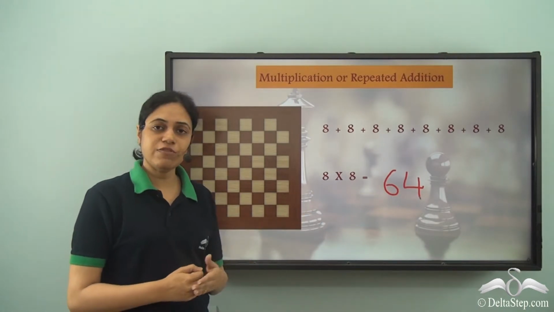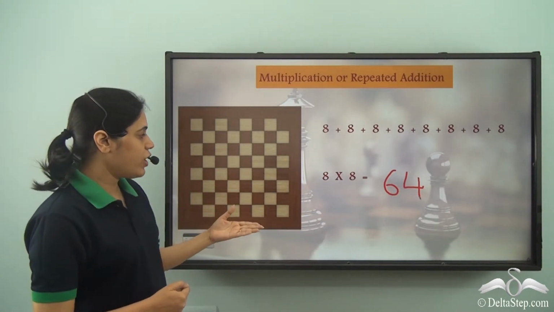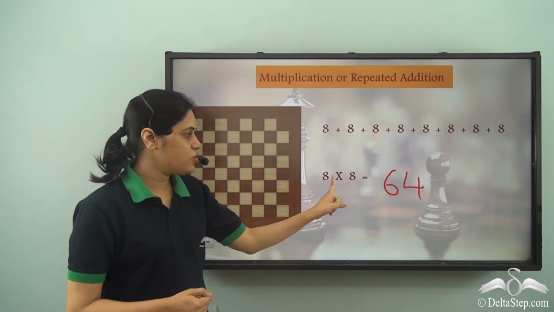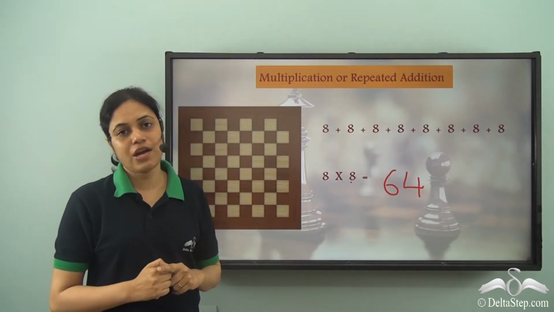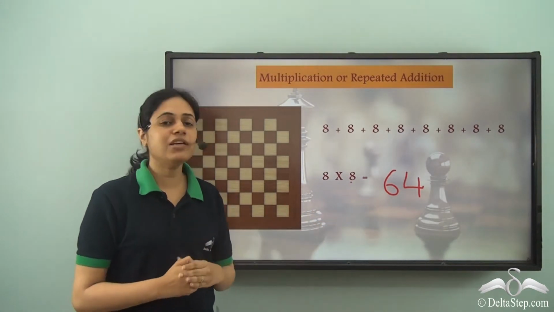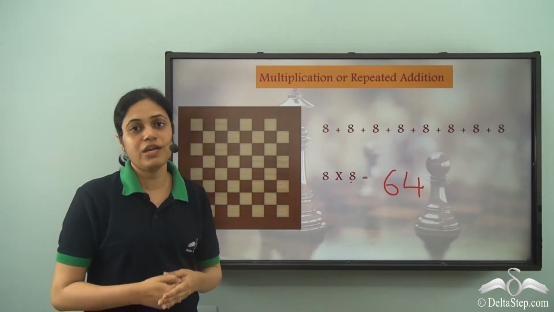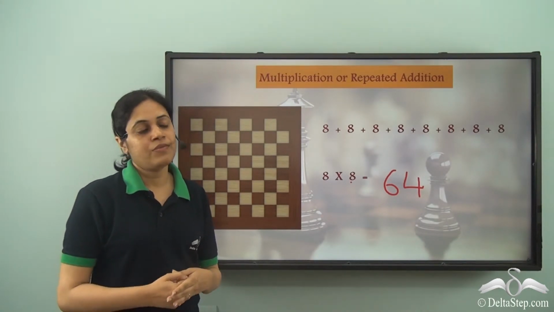8 into 8, 64. So just by knowing that there are 8 rows and in each row there are 8 squares, I can find the number of squares on the chessboard. There are so many of them.